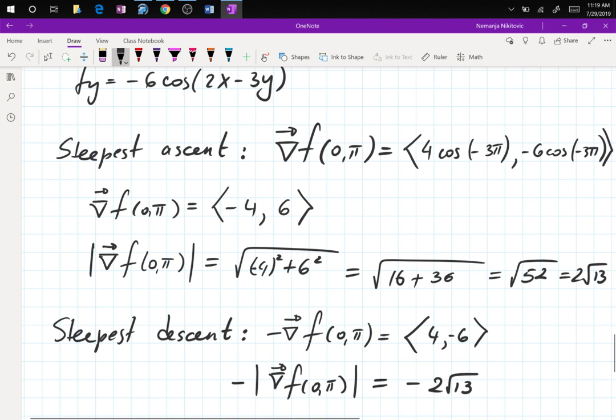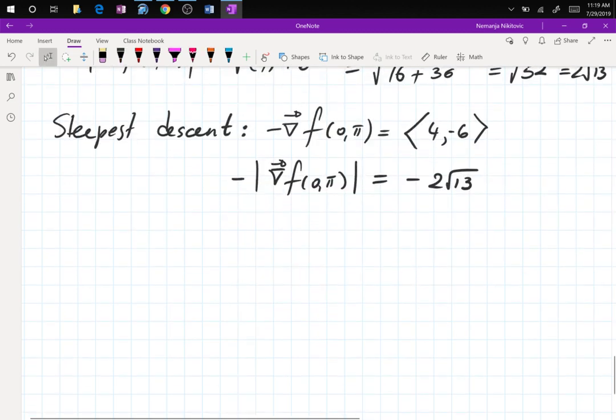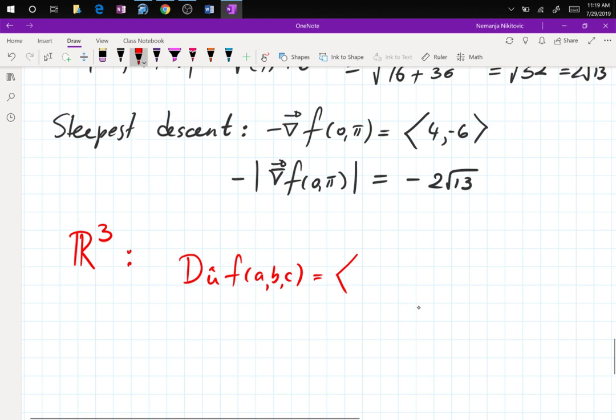So that will be the directional derivative. And now I'm just going to mention the formulas for 3D, which are the same. So in R3, we have the directional derivative in direction u of f at (a, b, c) giving us partial x, partial y, partial z, dotted with vector u.